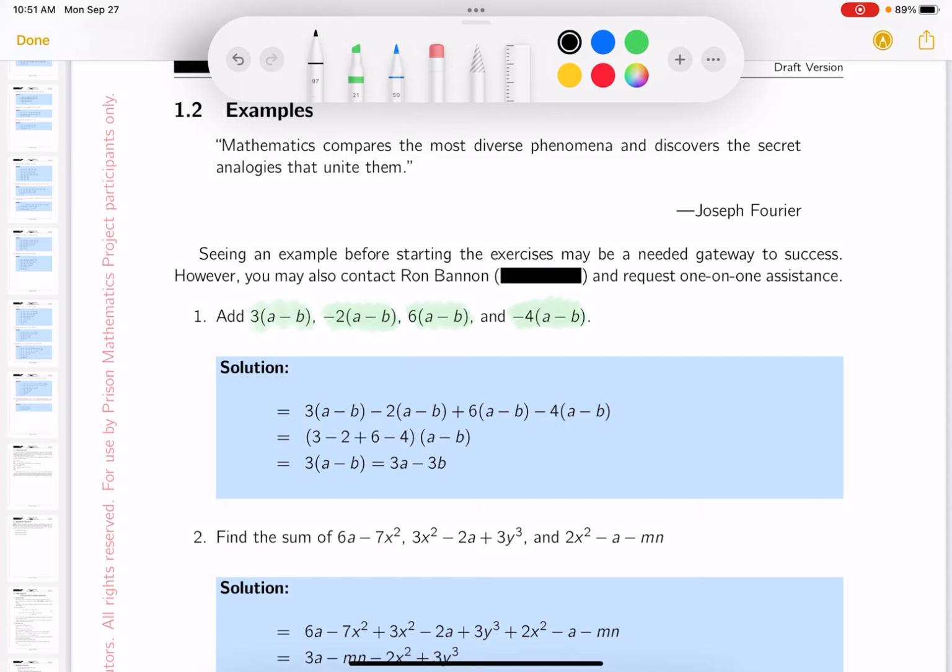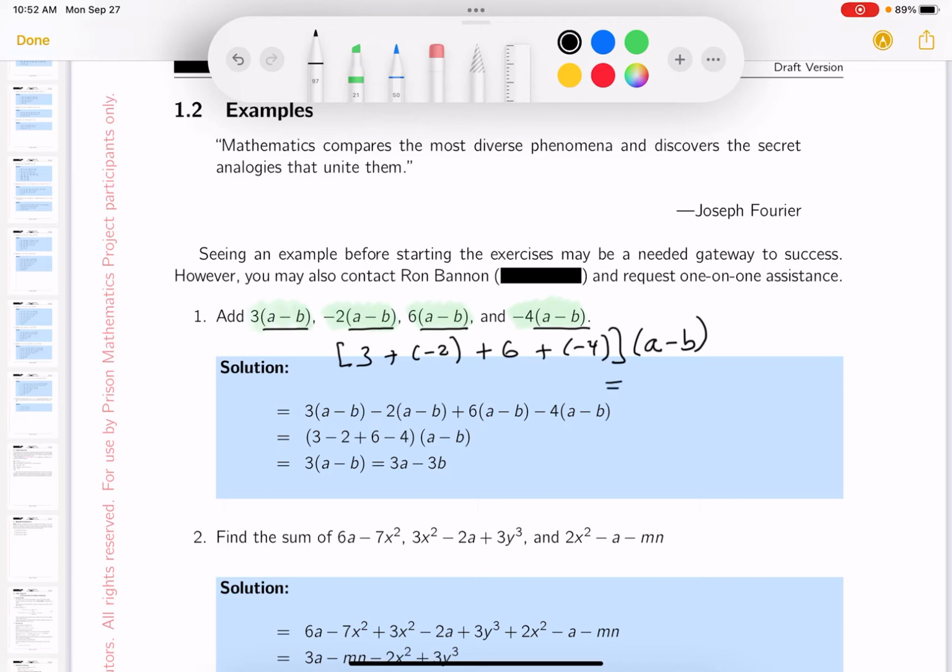Now, what do I notice about those terms? Those terms are like terms. What does that mean? They have an identical variable part, and that variable part is a minus b. So what I do is just add their numerical coefficients together. Let me write that down for you. 3 plus minus 2, and these are the numerical coefficients, 6 plus minus 4. And those terms have a variable part, a minus b. Let's do the work. 3 minus 2 is 1. 1 plus 6 is 7. And 7 minus 4 is 3.